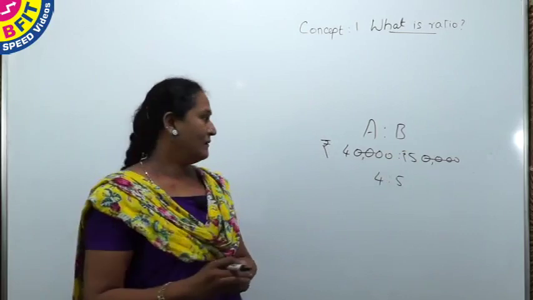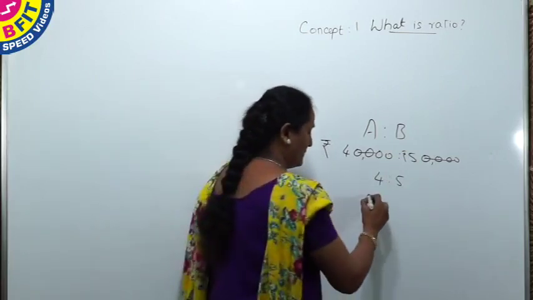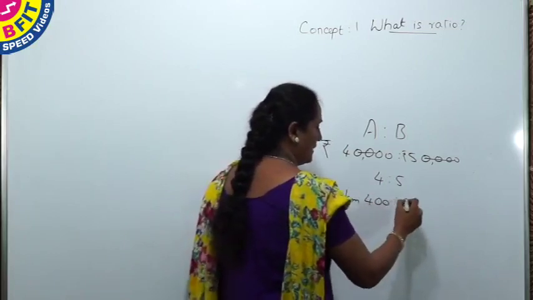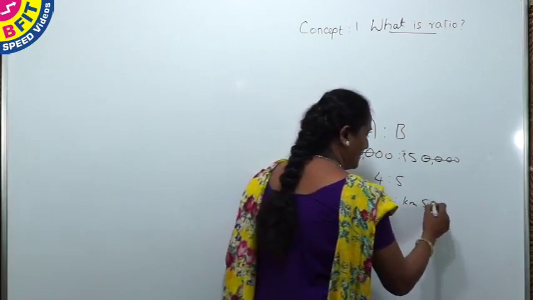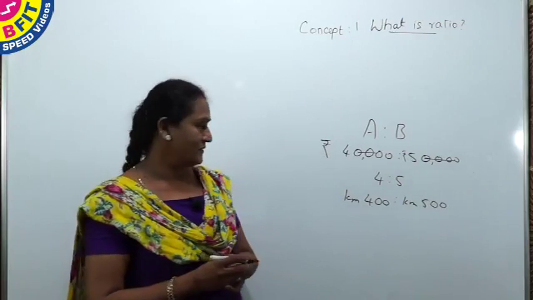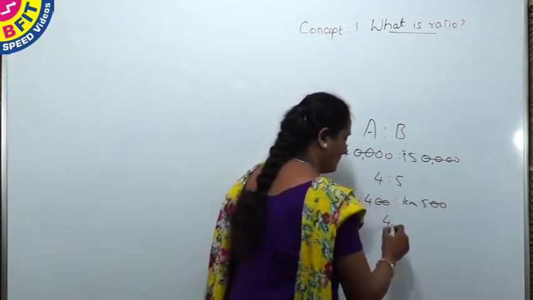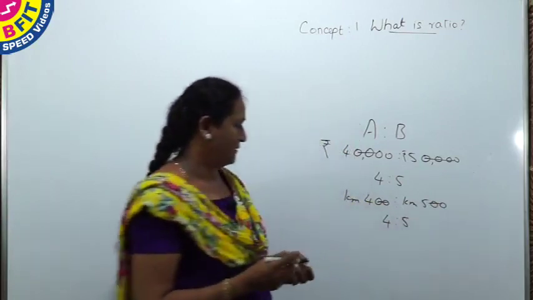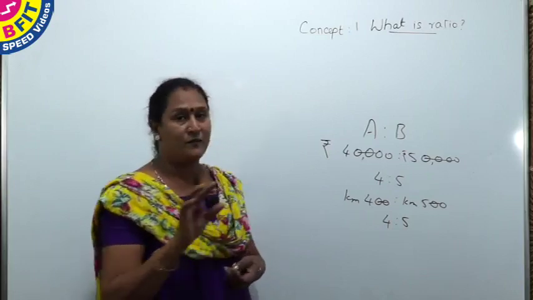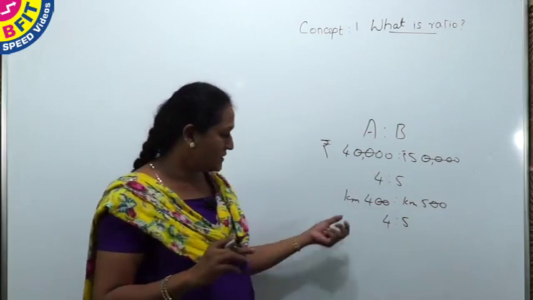Suppose we are comparing the distance covered by these two persons. Say this person has covered 400 kilometers and the other person 500. So here, what is the ratio of distance covered? It is the same, 4:5. So when we are comparing, we have to compare things of the same units. Salaries means both salaries should be compared. Distance means distance is compared.